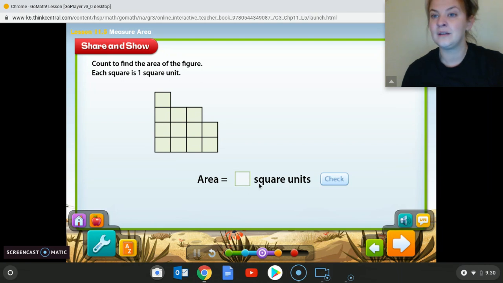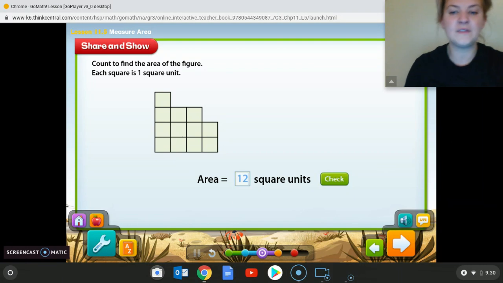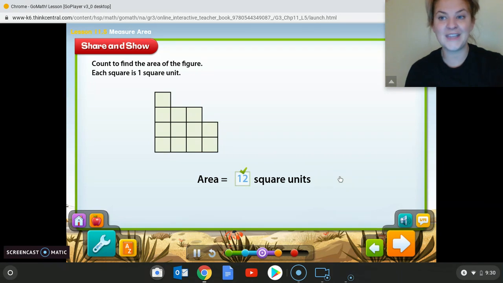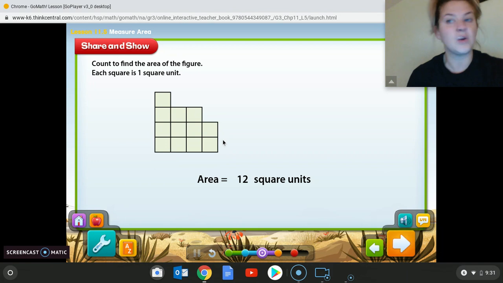So what is 3 rows of 4? 12. 12 square units. Can I count them one by one to make sure? Yes, I can. 1, 2, 3, 4, 5, 6, 7, 8, 9, 10, 11, 12. All right. I got 12 with multiplication. I got 12 with adding them all up by myself. So the area is 12 square units. Pretty easy. It's pretty easy when you guys are given the squares already. So if you have questions that don't have the squares, just remember, no gaps, no overlaps, you're good.